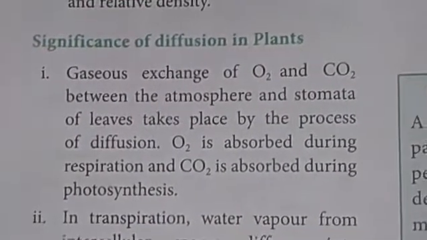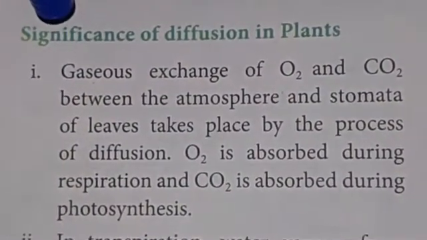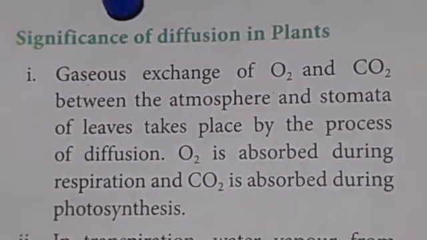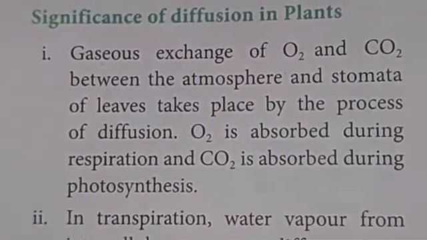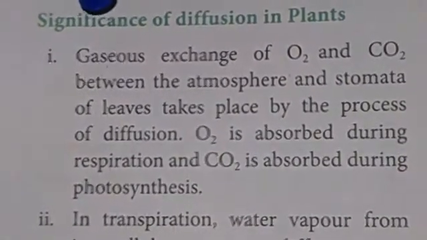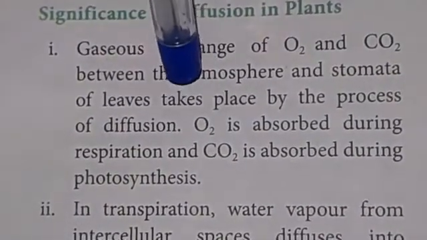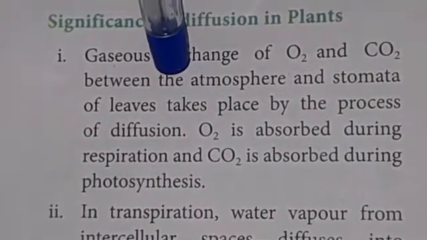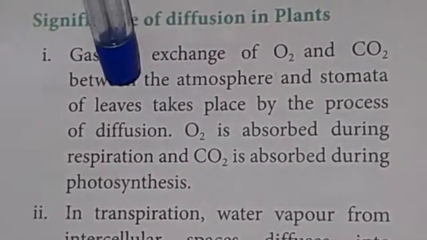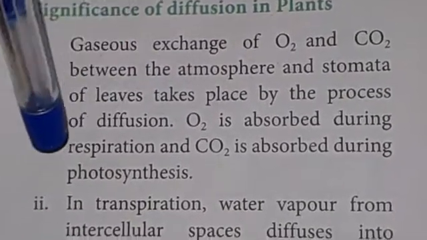Significance of diffusion in plants. Exchange of gases such as oxygen and carbon dioxide between the atmosphere and the stomata of the leaves takes place by the process of diffusion. Thus, during photosynthesis, the plant absorbs carbon dioxide from the atmosphere, and during respiration, the plant absorbs oxygen from the atmosphere. These things take place by means of diffusion.